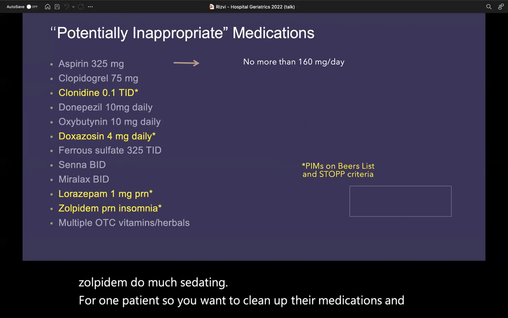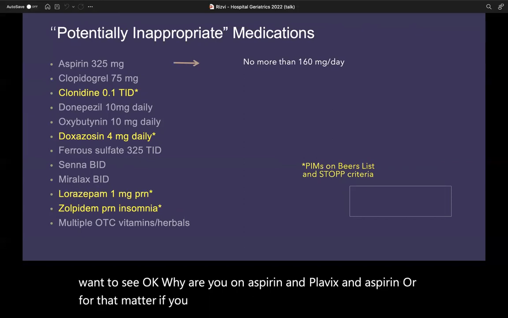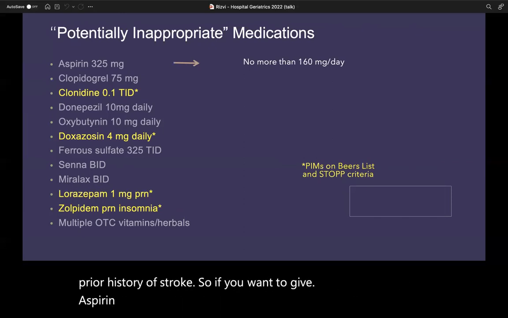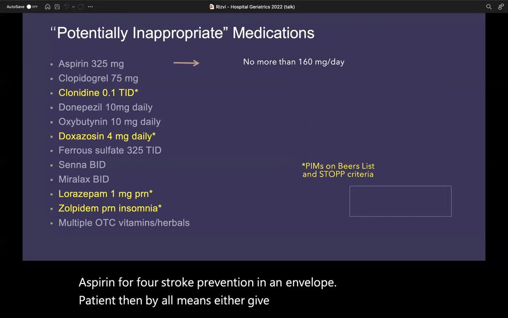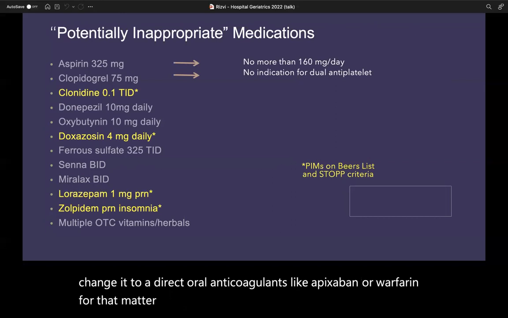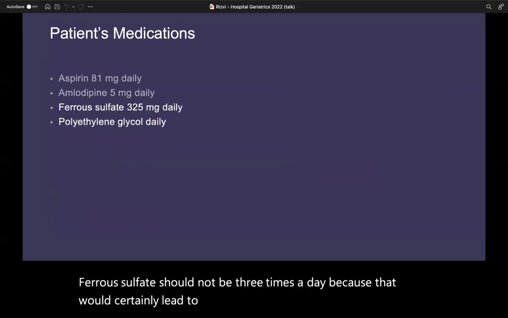And you want to see, okay, why are you on aspirin and Plavix, or aspirin or clopidogrel for that matter, if you have atrial fibrillation and no prior stroke? If you want to give aspirin for stroke prevention in a non-valvular AFib patient, then by all means, either give them just aspirin alone or change it to a direct oral anticoagulant like apixaban, or warfarin for that matter, by stopping the aspirin. Ferrous sulfate should not be 3 times a day because that would certainly lead to constipation. Once a day is just fine.